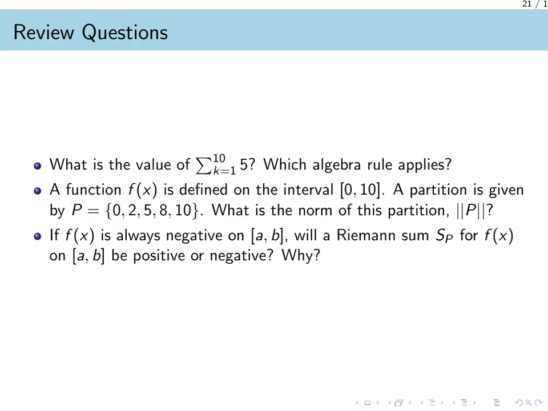Finally, consider a function f of x that is always negative over an interval from a to b. Will a Riemann sum for this function be positive or negative? Remember that a Riemann sum is a sum of the products f of c sub k times delta x sub k. The interval widths are always positive, but here, the function values are always negative. Take a moment to work through these before moving on.